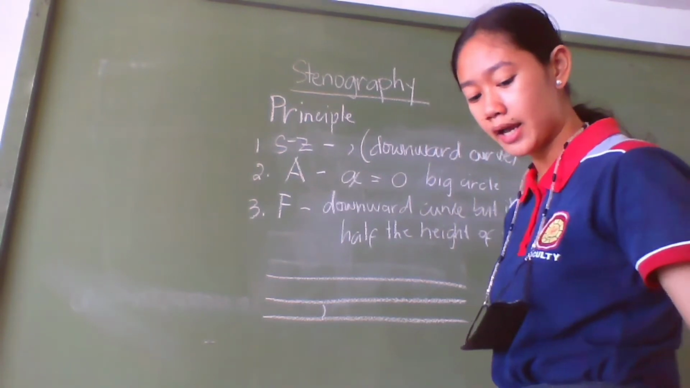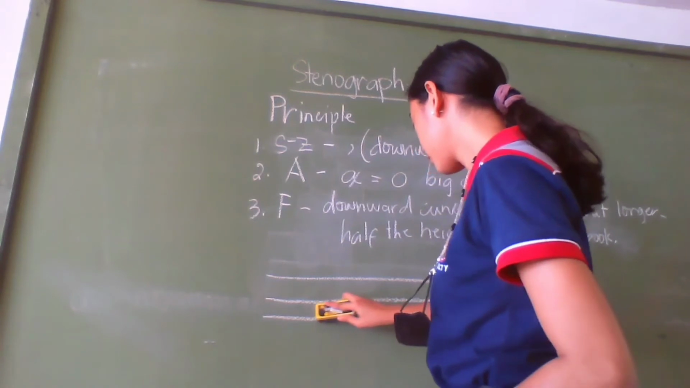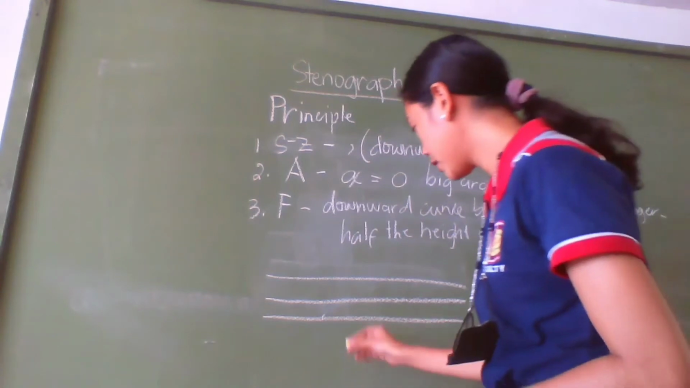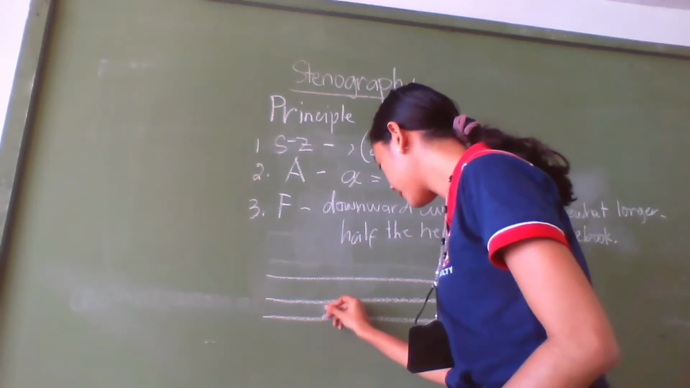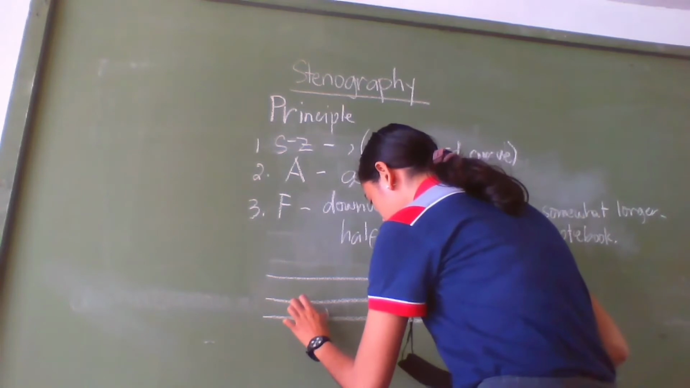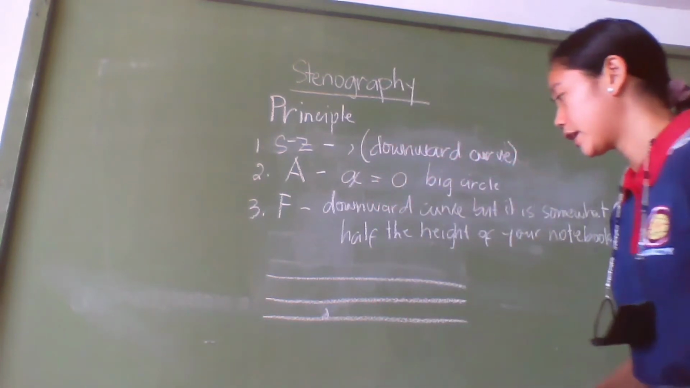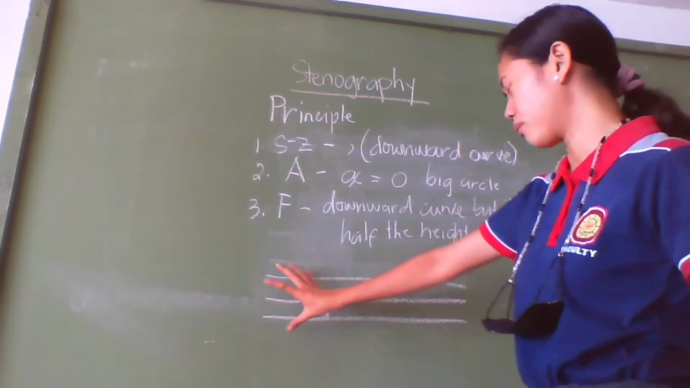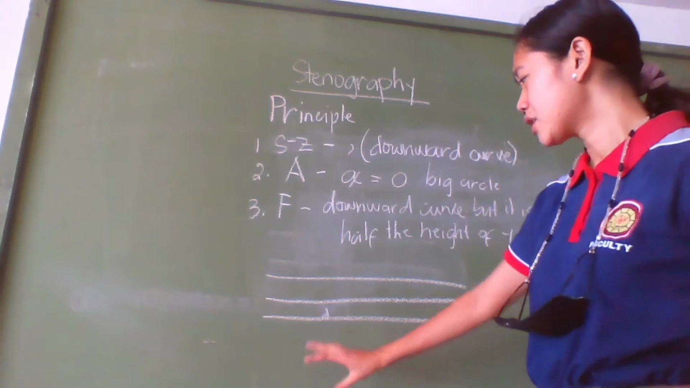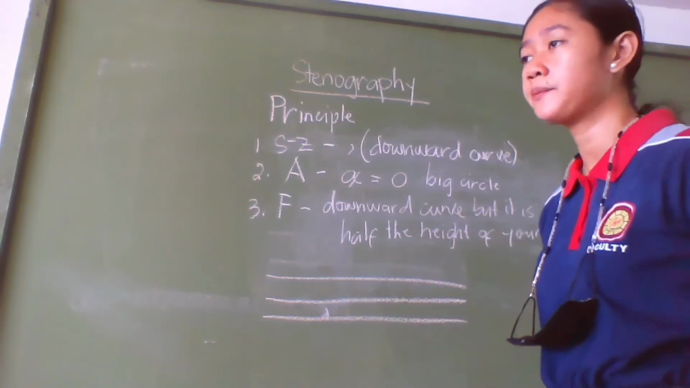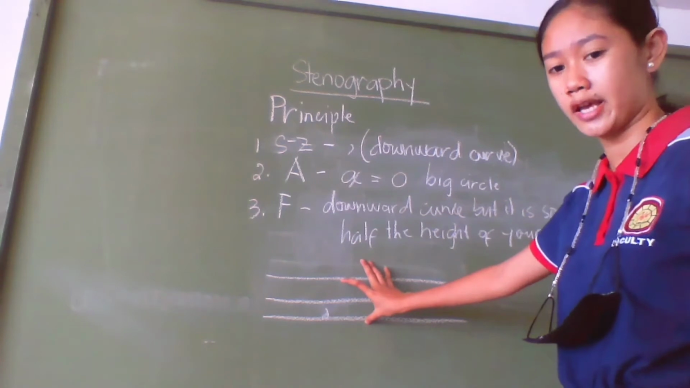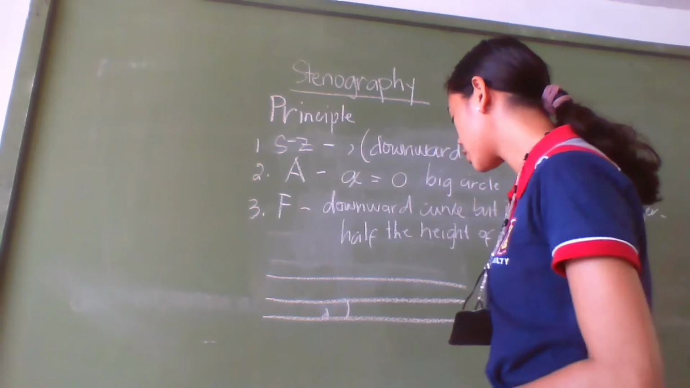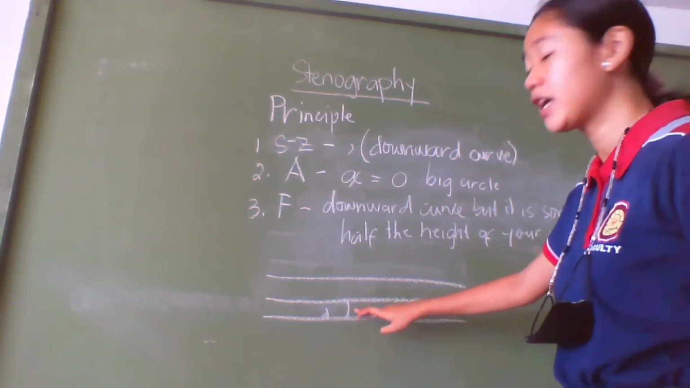So ipalagay natin na si S ganito. Si S is ganito. Okay? Ganyan. And then si letter F naman is half the height daw of your notebook. So if this is the lines na inyuhang i-consider in writing sa shorthand, so si letter F is nasa half. Okay, half siya. Si letter S, half siya ni letter F.